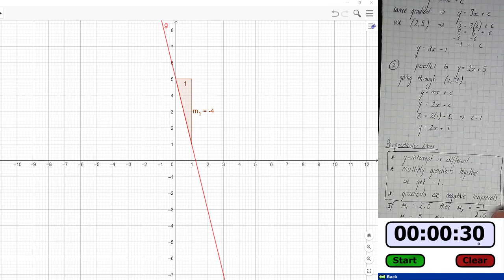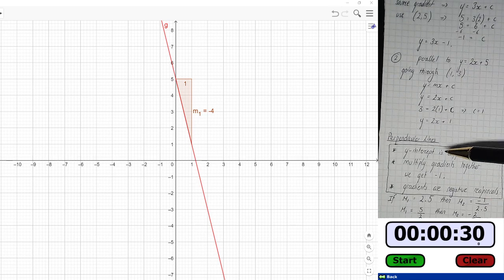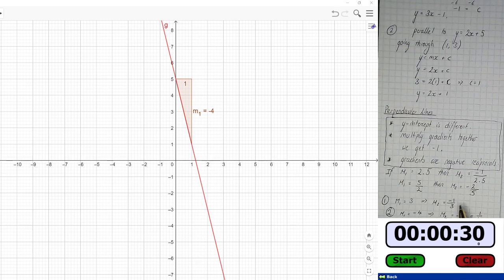And then we turned our attention to perpendicular lines, which say that the y-intercepts can be different, and the gradients, when they multiply together, should get -1, or we can say that their gradients are negative reciprocals. If the gradient is a whole number, we can just write -1 divided by that whole number, like we did here. If the gradient is a fraction, then we can just reciprocate the fraction, so flip it upside down, and then stick a negative in front of it.